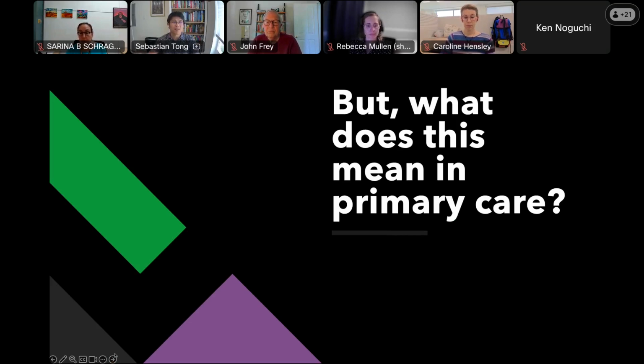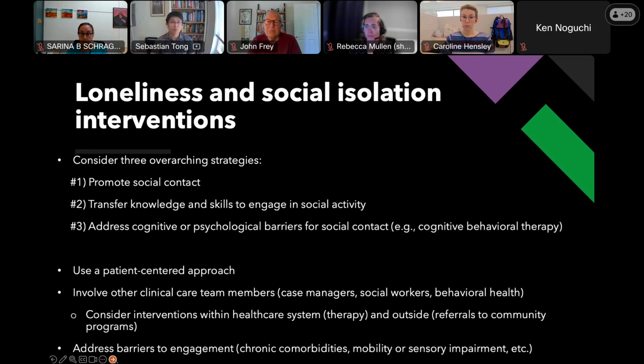So what does this mean in primary care, where we don't have these group interventions or research studies that are ongoing? This is a framework that another researcher came up with. I think there are three overarching strategies we should be aiming for, looking at how we promote social contact.